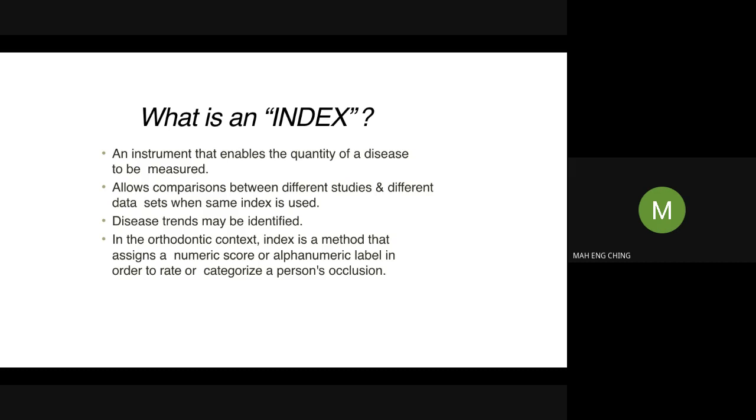Then in the orthodontic context, an index is a method that assigns a numeric score or numeric label in order to rate or categorize a person's occlusion. So let's say, for example, I give you an IOTN 4 or 5. You know that patient is in great need. Then if we give IOTN 1, then the patient is in less need. So there's a numeric score.